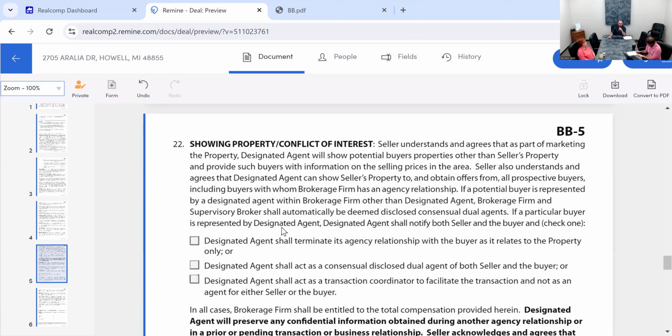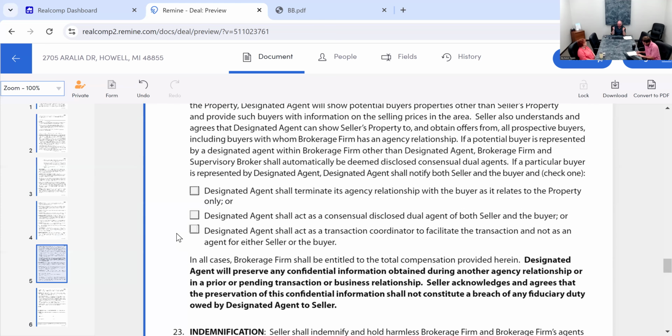So that is why this whole section exists, because if you show the property and that person wants to purchase the house, how does the seller want you to act? Even if you had a buyer contract with them, let's say it wasn't just a random sign call, but somebody you'd already been showing 10 houses to, and then you show them your own listing, is the seller saying, hey, terminate that buyer contract just for this property and act solely as the seller's agent?